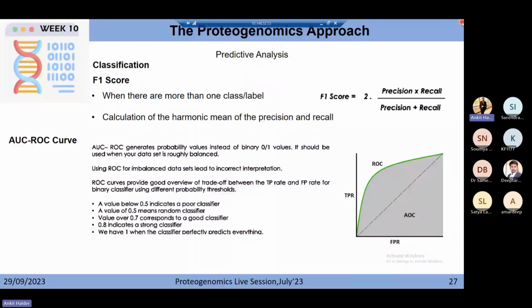Similarly, this value helps you to understand whether you have a poor classifier, a random classifier, or a good classifier that can predict everything. This is again important to understand, because if we get a certain classifier, it helps us in understanding the classification, and whether it is randomly doing it or not.